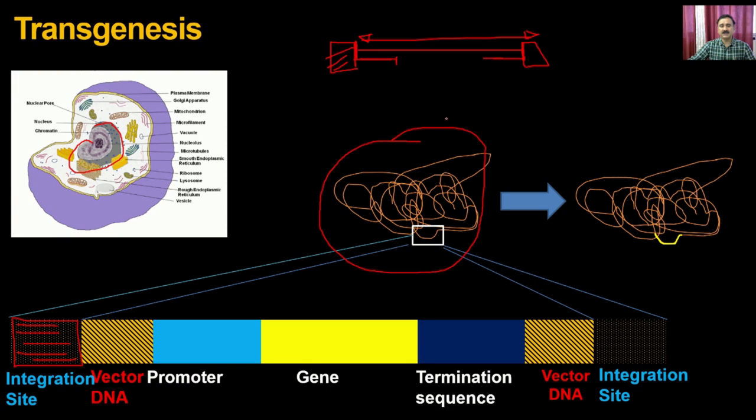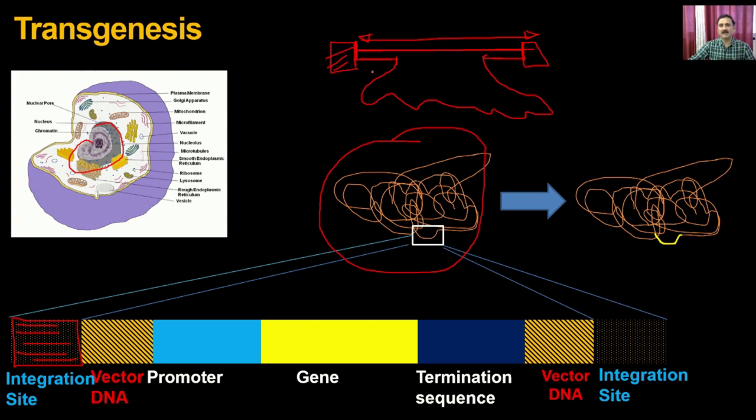So when this foreign DNA enters, you can imagine that this is my transgene. Once the transgene enters, it is going to attach to this DNA with the help of these homologous sequences. The homologous sequences are the integration sites present on both sides, and once they attach, this stretch of DNA is going to be replaced with this type of DNA, and that's how this DNA is going to proliferate into the subsequent cycles.